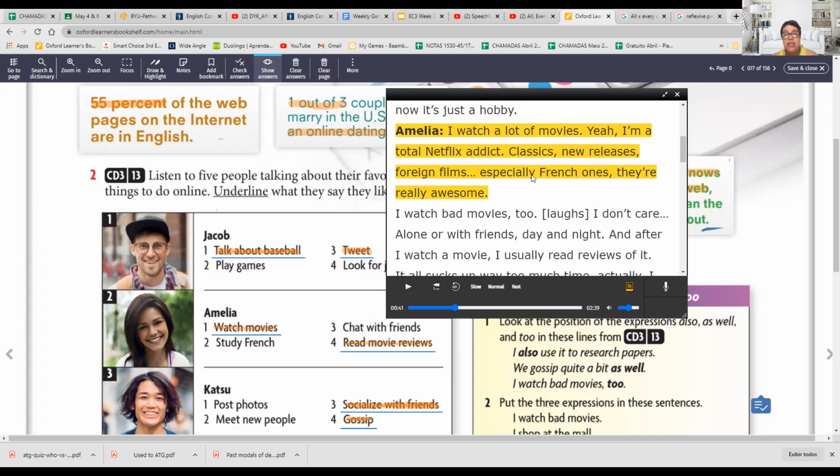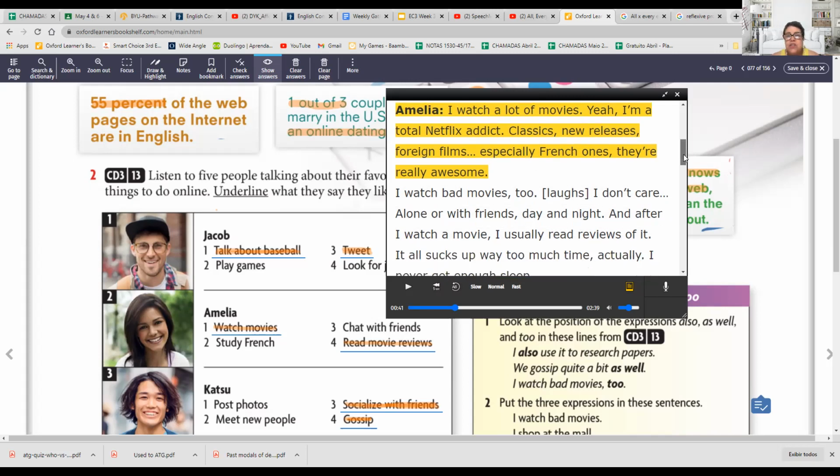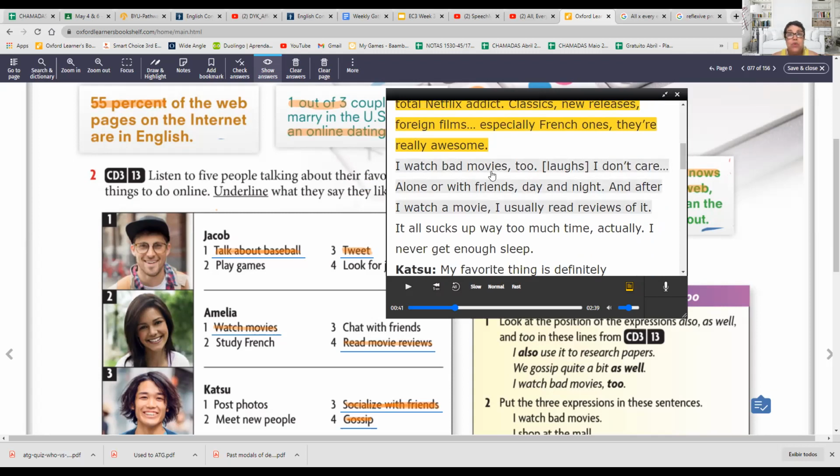So she even gives examples of movies that she usually watches. Okay. Here she says, I watch bad movies too. I don't care. Alone or with friends, day and night. And after I watch a movie, I usually read reviews of it. So, what are reviews, guys?